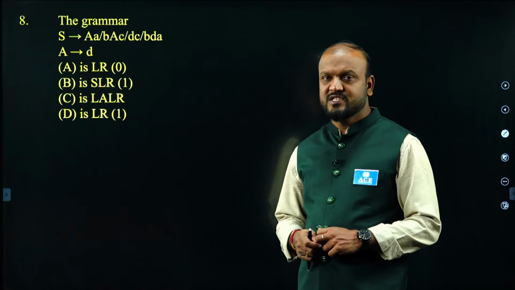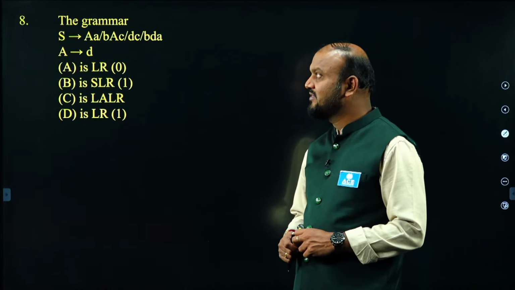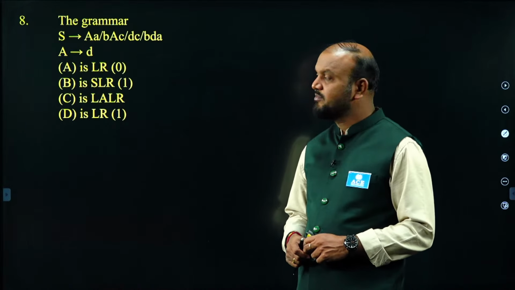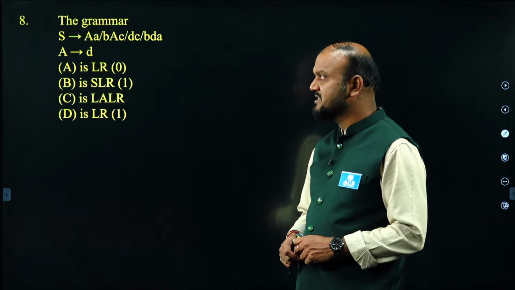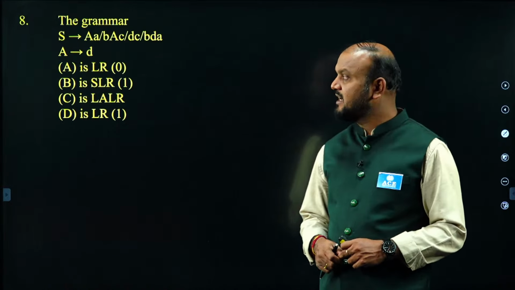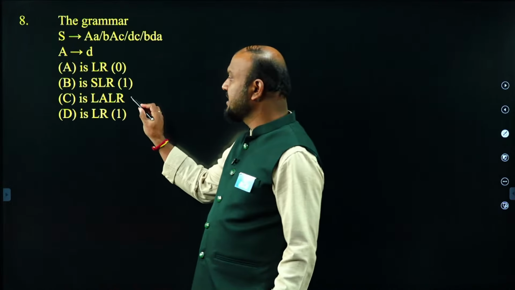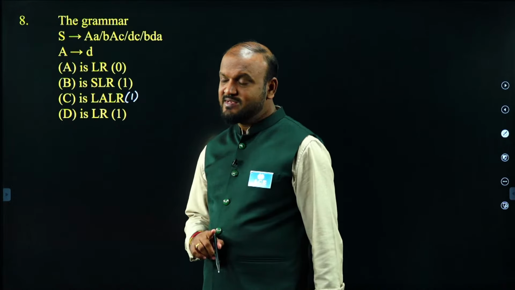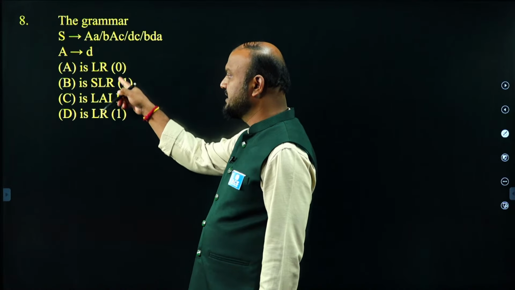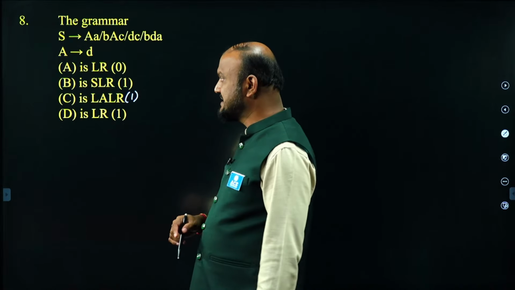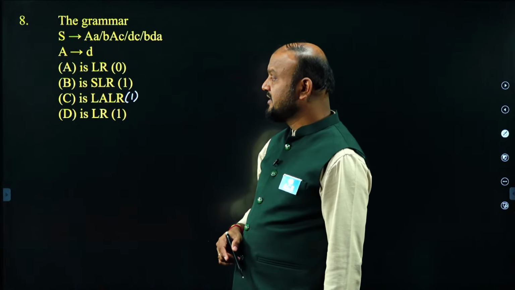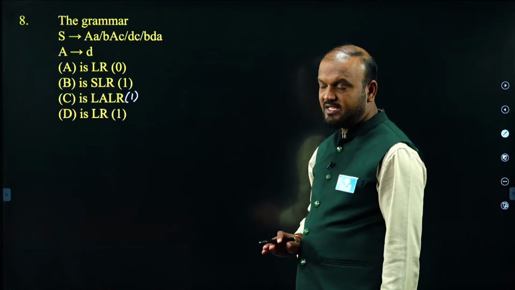Means if there is no shift-reduce or reduce-reduce conflict, then we can say the grammar belongs to one of the LR grammars. Means it is LR(0) or SLR(1) or LALR(1) or LR(1). Okay. Here, because it is MSQ, if it is LR(0), then the answer is ABCD. If it is SLR(1), it is BCD. If it is LALR(1), CD. If it is LR(1), only D, right?